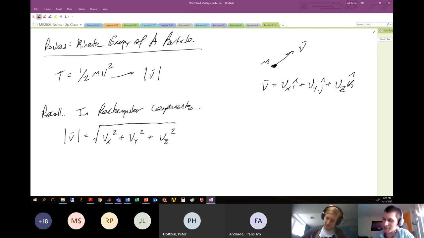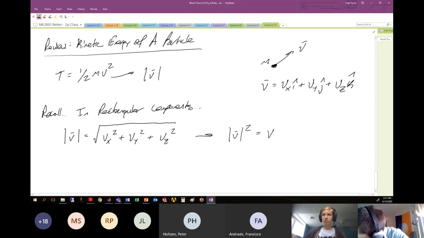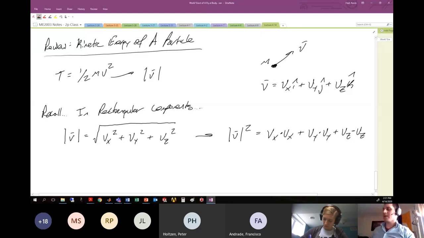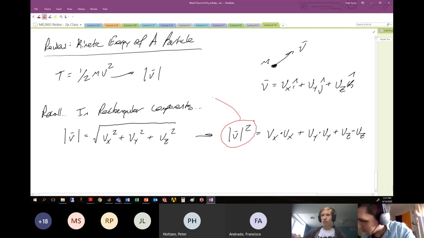Okay, so we notice here that the magnitude of the velocity is built from the sum of the squares of the individual components. Or we could write this as the magnitude of the velocity squared is Vx times Vx plus Vy times Vy plus Vz times Vz, right? Now, you'll notice that the magnitude of this velocity appears in the kinetic energy equation up here, right? So we could replace this magnitude of velocity squared with Vx times Vx plus Vy times Vy plus Vz times Vz in that equation, right?